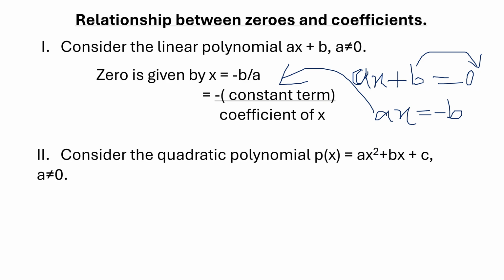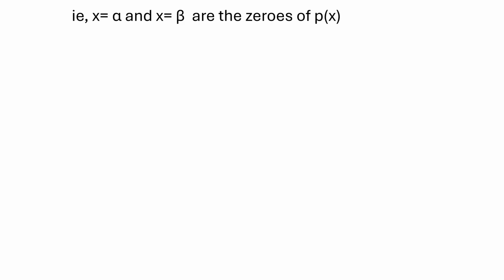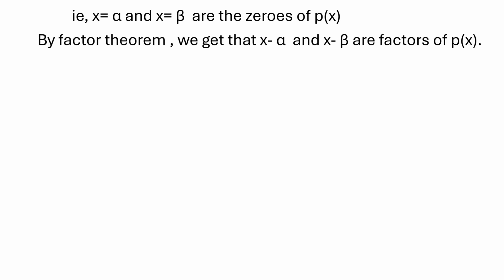Now you consider the quadratic polynomial, which is ax squared plus bx plus c. This equation is again a general or standard form of a quadratic polynomial. In this, let alpha and beta be the two zeros of this polynomial. Which polynomial? Quadratic polynomial. So x is equal to alpha and x is equal to beta are the zeros of the equation.